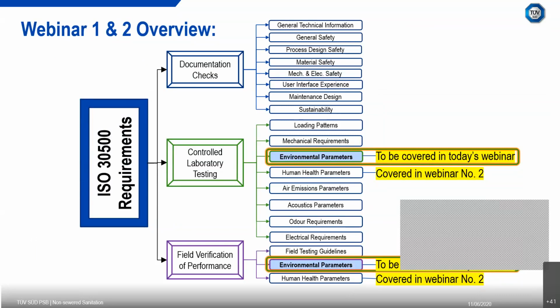But before I proceed, let me give you an overview of the previous webinars we had. For webinar 1, my colleagues, May and Chris, gave an overview of ISO 30500 and its requirements. For webinar 2, my colleague, Dr. Rajni, talked about the human health parameters requirements. If you missed these webinars or want to see them again, we have good news, as we have recorded them. Please send a request via our email address and we will send you the link for access.